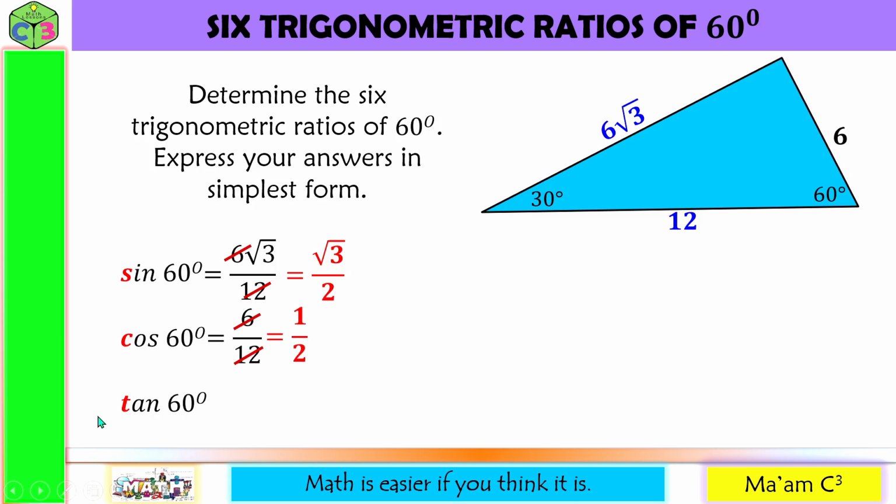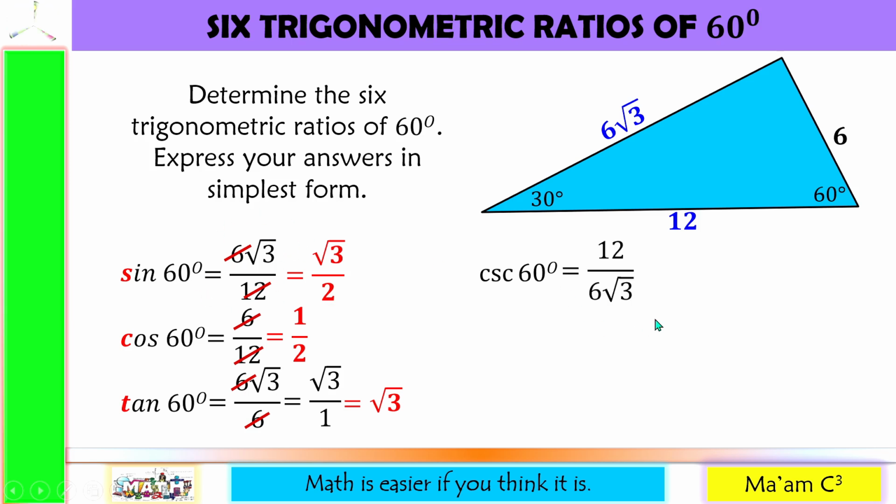Next one, we have tangent 60 degrees. Tangent is TOA, opposite over adjacent. 6 and 6 will cancel out. Square root of 3 over 1 is square root of 3. Cosecant 60 degrees. Reciprocal. 12 over 6 square root of 3. 12 divided by 6 is 2, so I have 2 over square root of 3. Rationalize, multiply by square root of 3 over square root of 3. Simplify, 2 square root of 3 over 3.